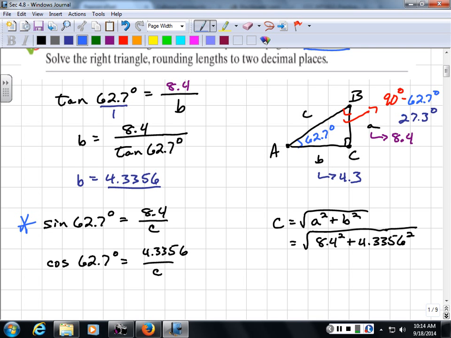No. Because sine is opposite over hypotenuse, right? We're looking at this angle right here. I don't care about the other angle right now. I could have used it because I subtract from 90 and get an exact value, but I'm not using it. Okay?